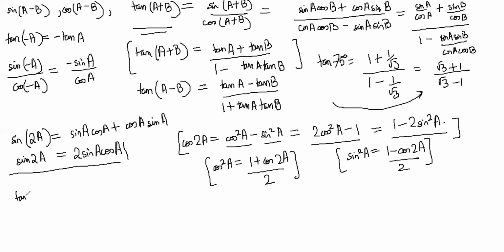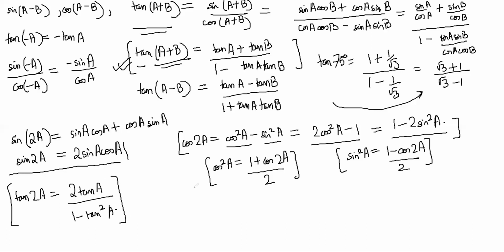So tan 2a will just be, in this formula I can put a is equal to b. In this formula, right? A is equal to b. So it becomes 2 tan a by 1 minus tan square a, right? Correct.